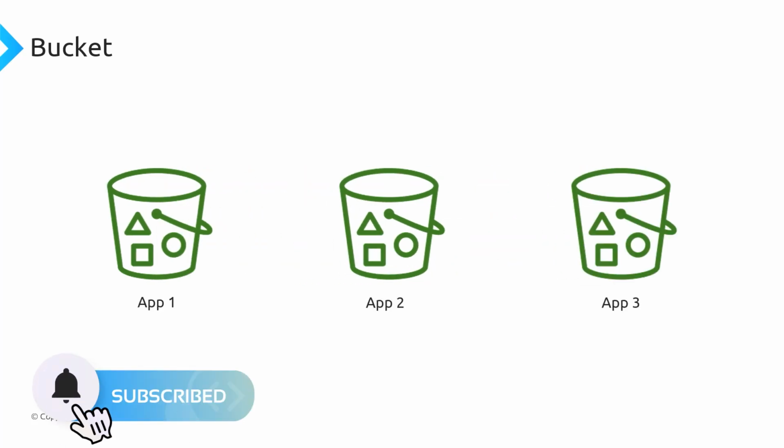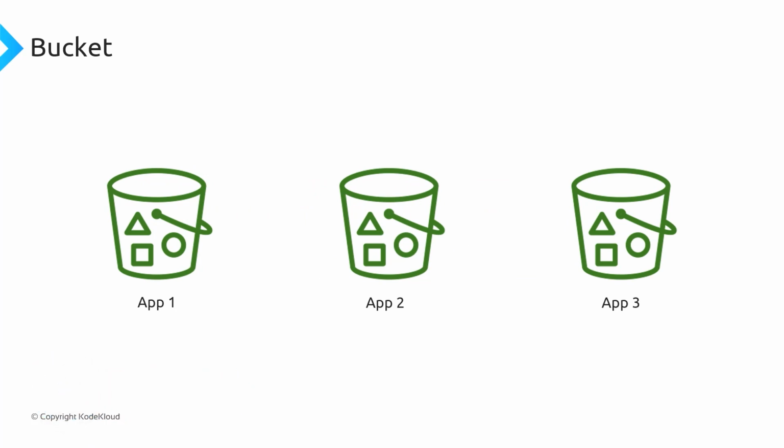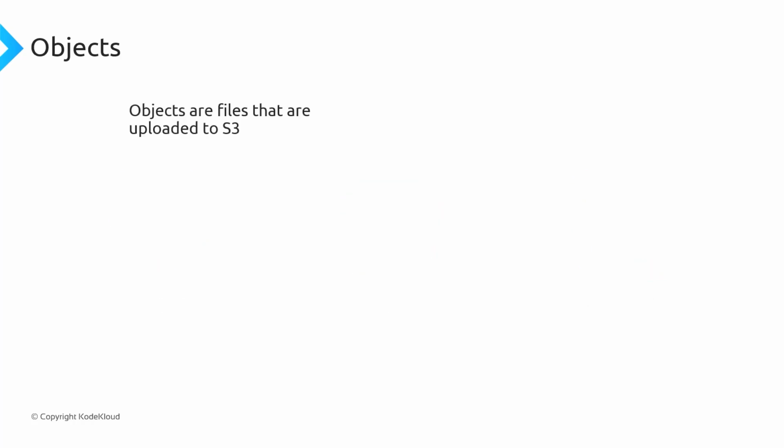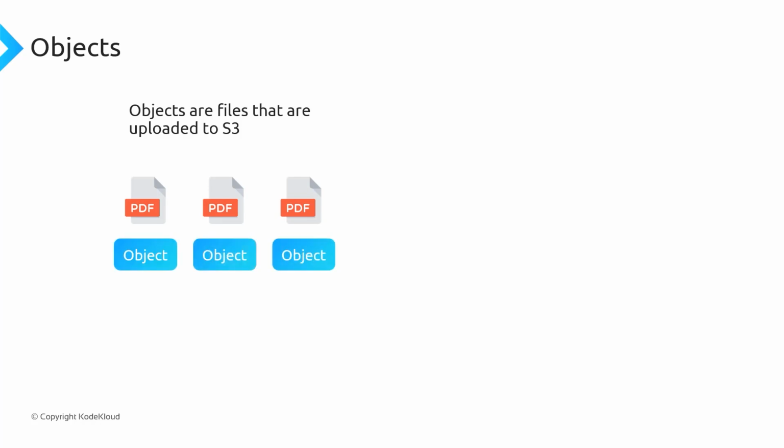So if you wanted to have a separate bucket for each one of your applications, you could do that. Or if you wanted to have multiple buckets for your application, maybe one for logs, one for media, you could do that as well. Now within buckets, you have something called objects. Objects are just files that are uploaded to S3. Every file is an object. So if you upload 3 PDF files, you've now got 3 objects within your S3 bucket.